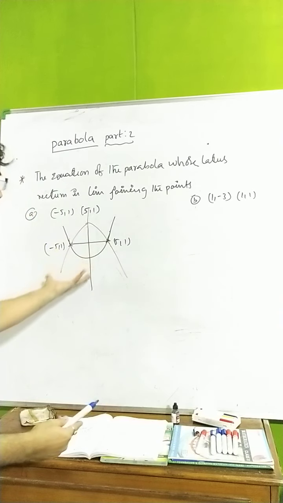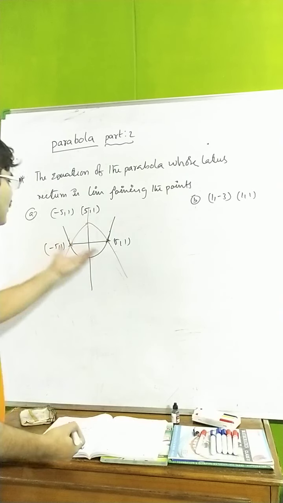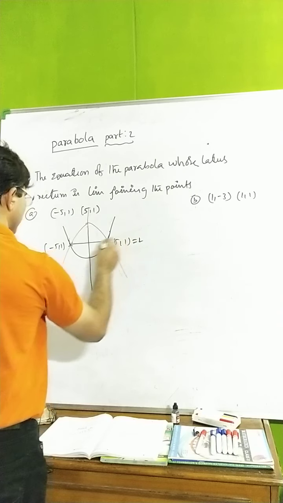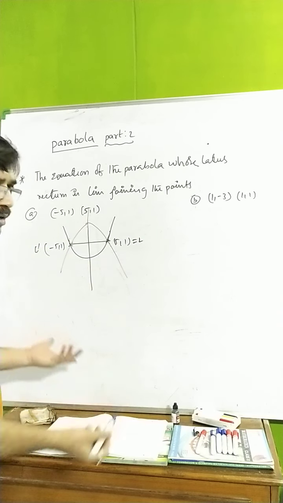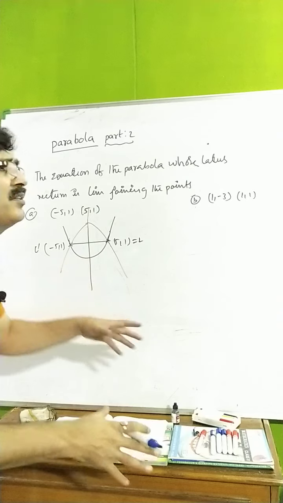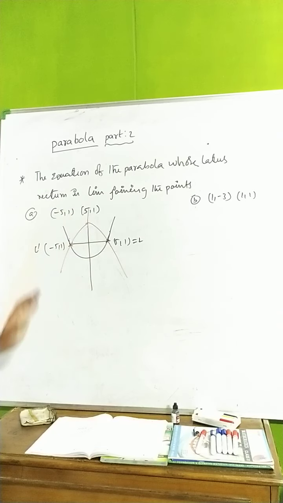Two answers are there. He has not given which; he said the ends of the latus rectum. Yes, of course, this is L and this is L dash. But it doesn't mean that there is only one parabola. There are two chances we are getting here.